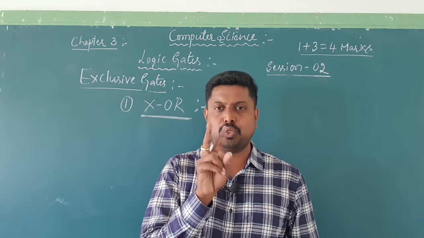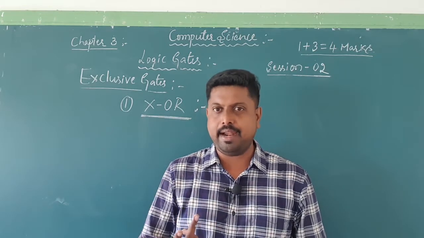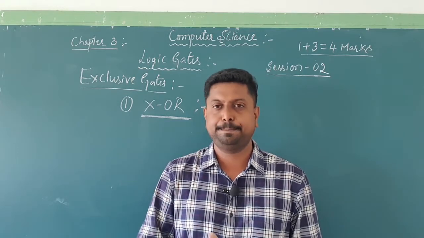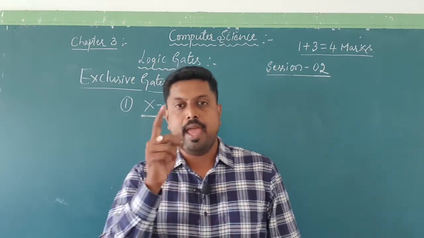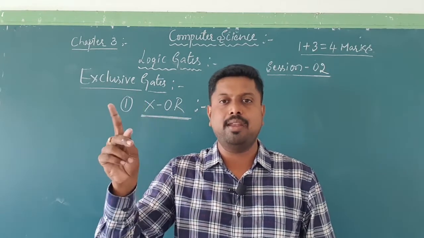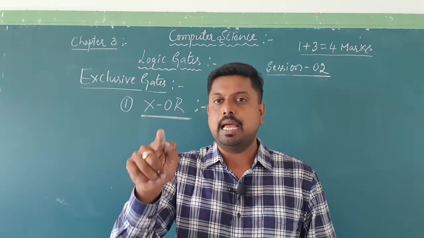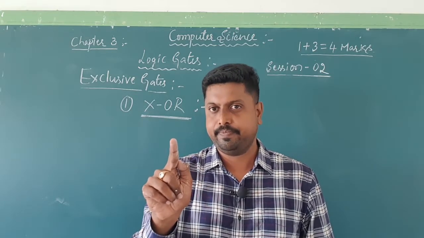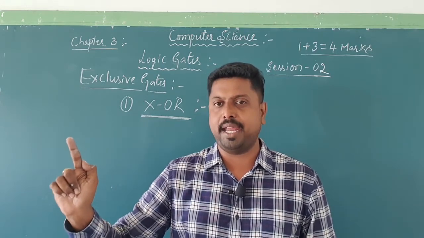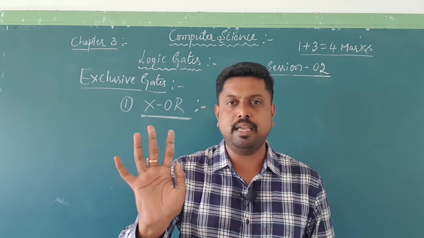XOR gate accepts two or more input signals and produces a single output signal. But the XOR gate produces high, meaning 1, as the result whenever the inputs have an odd number of ones. Only then is the result of the XOR gate 1. For all the rest of the inputs, the result is 0 only.